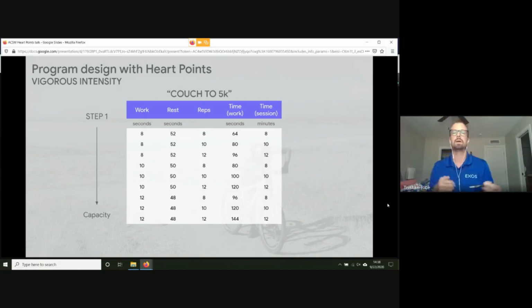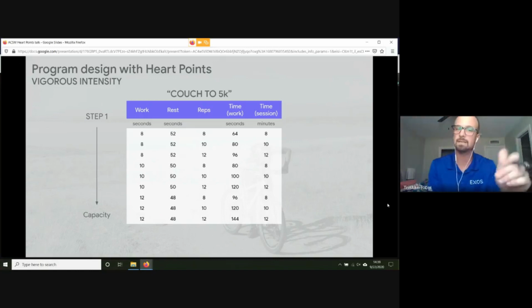And you might have a situation where 8 seconds of work, 52 seconds of rest, 8 reps for a total ESD session time of 8 minutes, right? You might repeat that for a period of 2 to 3 weeks to give them opportunity to be able to adapt, so that you then are able to ensure that they're getting a satisfactory saturation of that stimulus, but not so long that it then ends up getting stale.